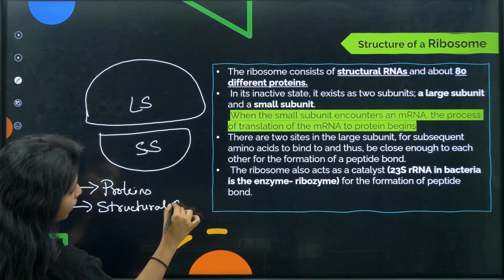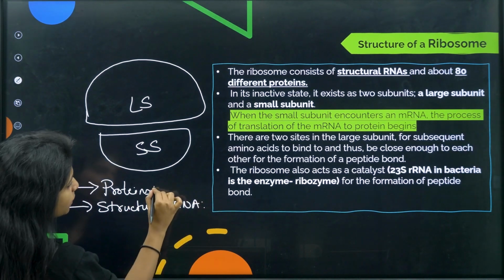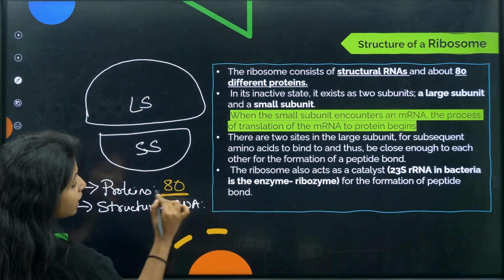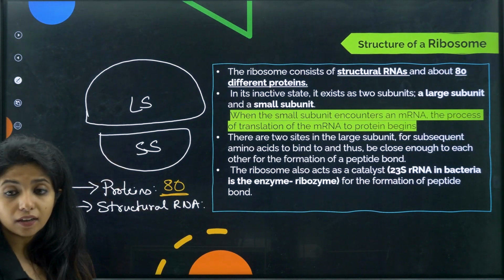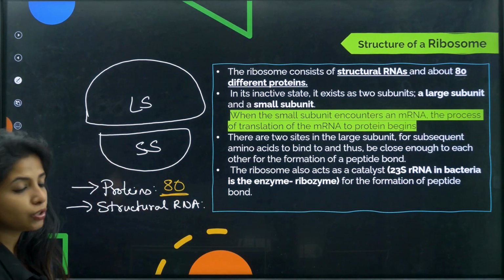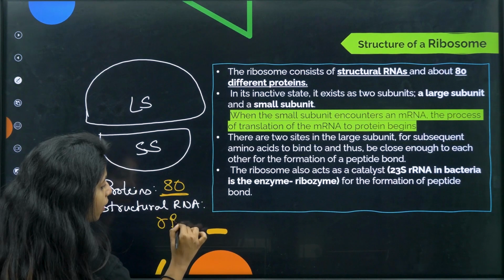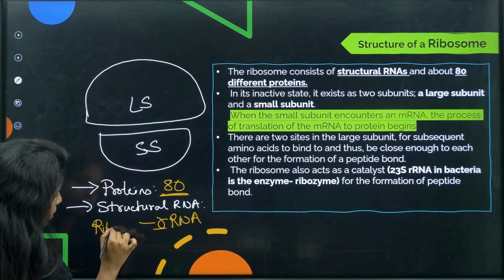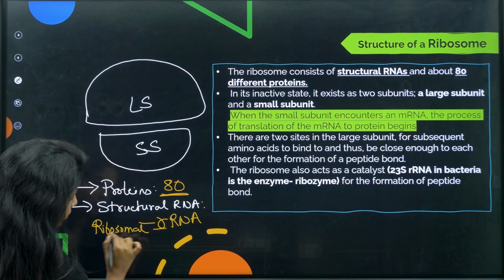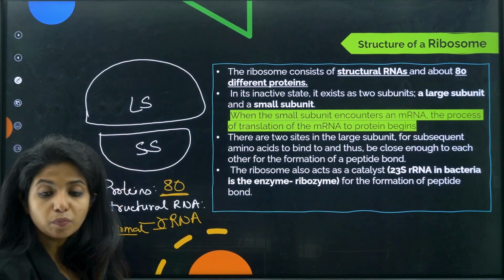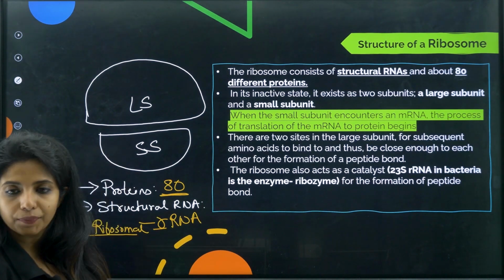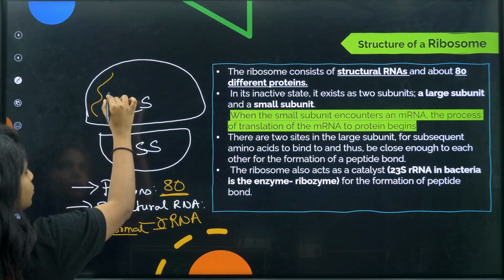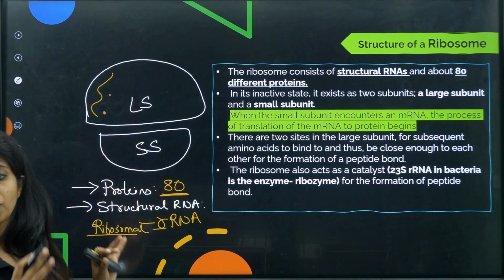How many different types of proteins are there, children? It's a very important question, it came previously. It is 80 different types of proteins which are there for the formation of ribosomes. Now structural RNA, you have rRNA, where R stands for what, children? Ribosomal RNA. Fine. So over here you will be finding RNA, and over here you will be finding proteins as well. All of them together form the ribosome.